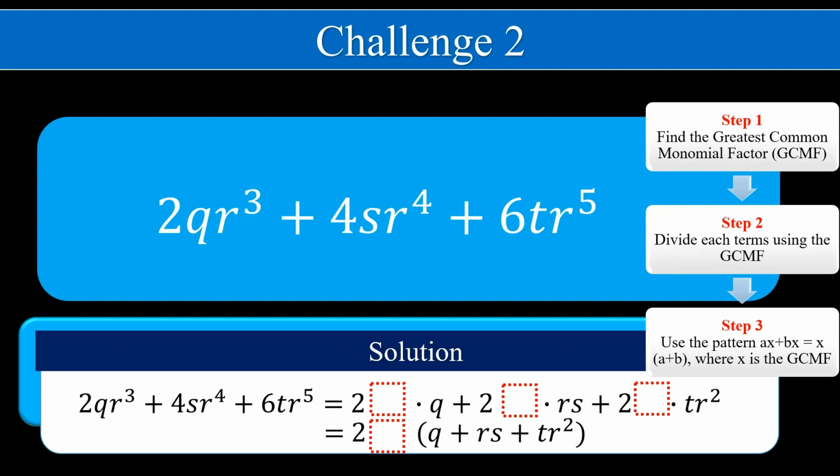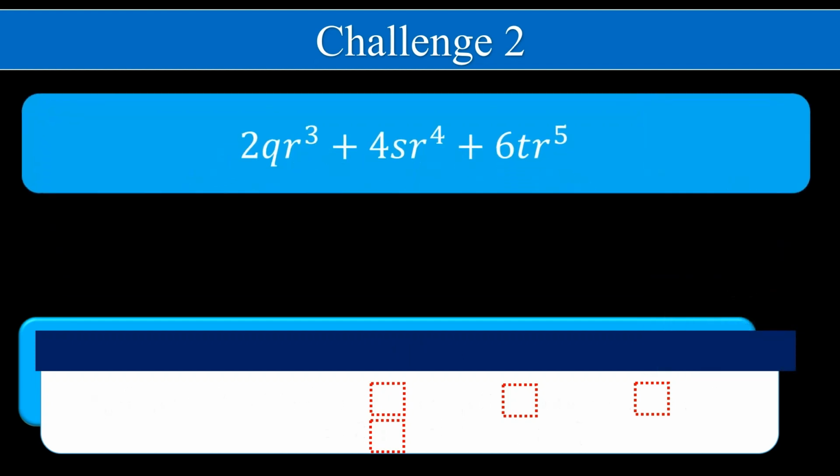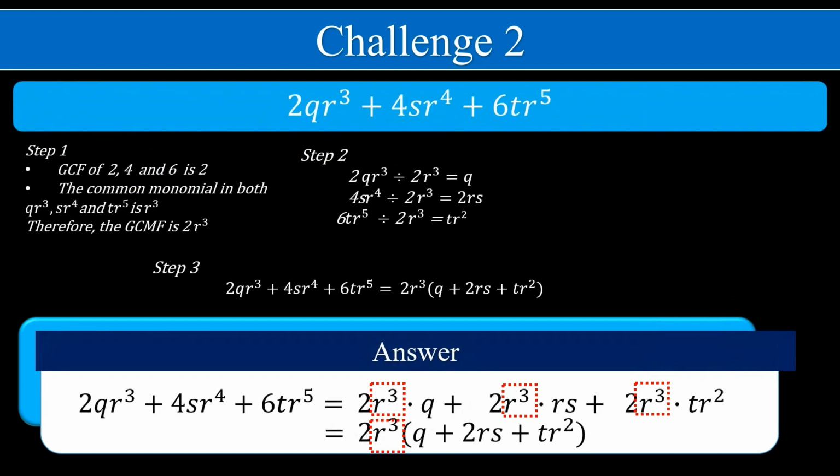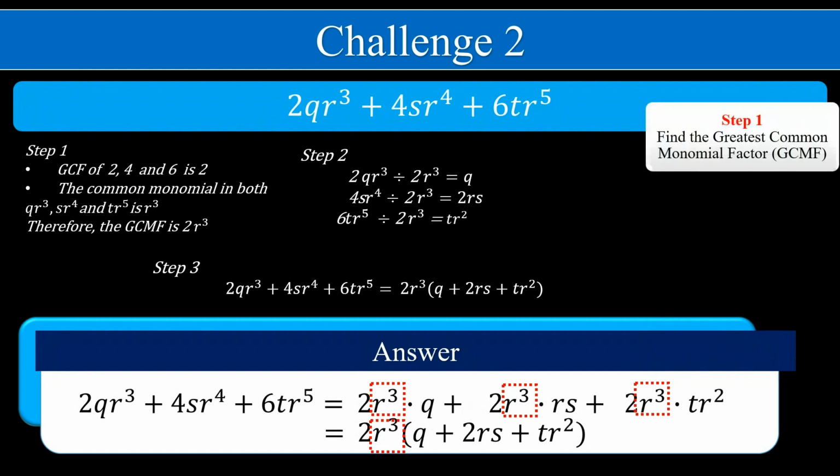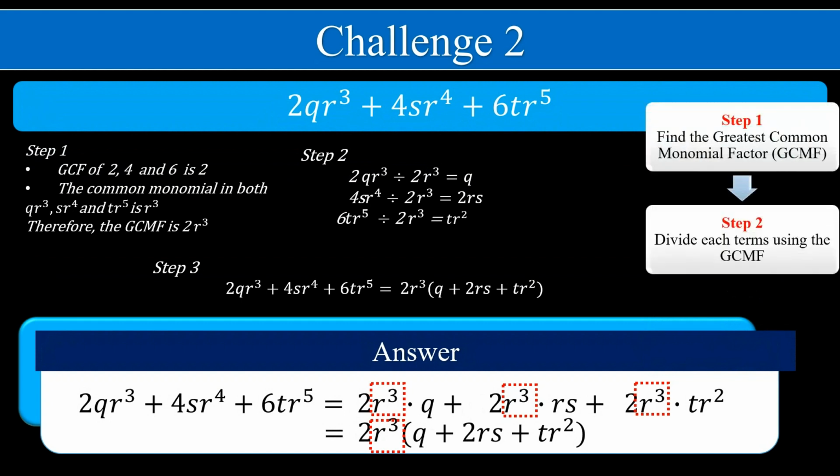Welcome back. In this time, we have to answer the problem now. So here is the solution of our answer. Step 1, again, the GCMF. Step 2, divide it by the GCMF, which is, as you can see, the answer is 2. Because 2 is the numerical coefficient that can be divided among the terms, the GCF.